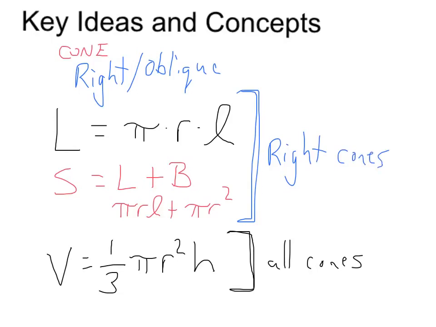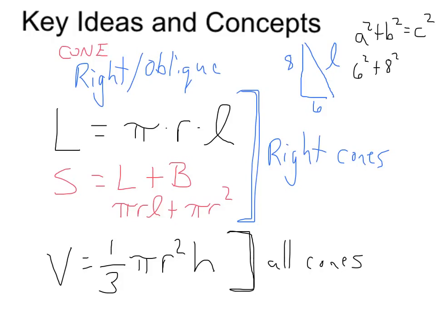And finally, you'll notice that a lot of times with pyramids and cones, we need to find the slant height, and that requires us to use the Pythagorean theorem, because oftentimes we have our height and we have our radius, or apothem maybe, and we need to find what the slant height is. So we use the Pythagorean theorem, which is side squared plus other side squared equals hypotenuse squared. In this case, it would be 6 squared plus 8 squared equals L squared. And we find L to be 10.